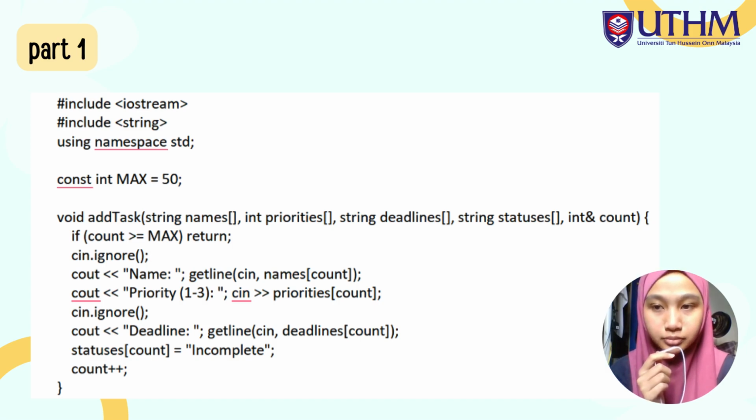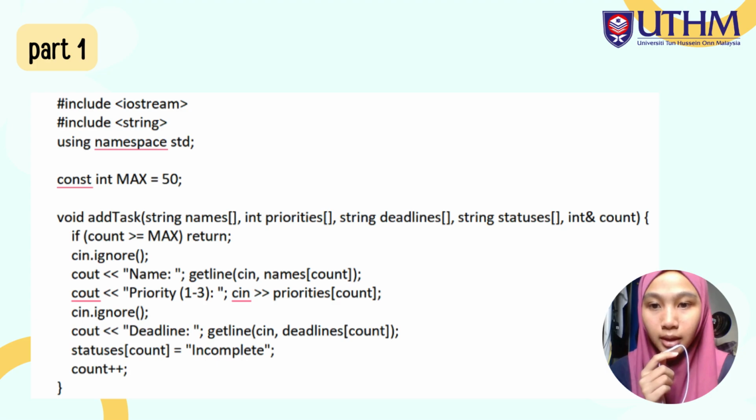And the next one we have the cin.ignore. This is also the same as before, to clear the input buffer again, since the previous input used cin, a newline character is left behind. So this one is to ensure getline works properly without being skipped. And next output we have cout deadline. This one is to prompt the user for the deadline and store the complete text into the deadlines array at index count.